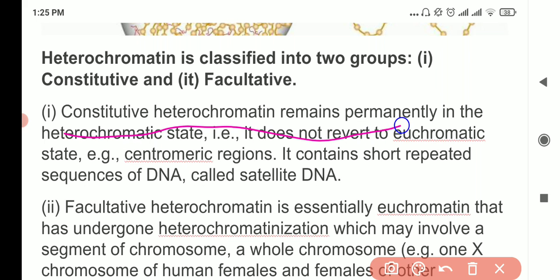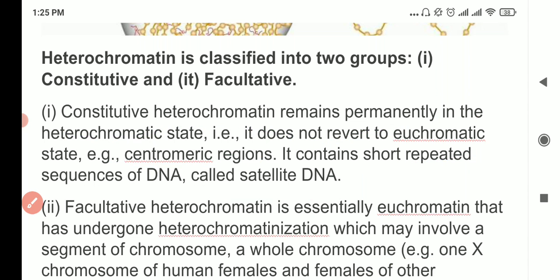Constitutive heterochromatin remains permanently in the heterochromatin stage. It does not revert to the euchromatin stage. Example, the centromeric region. Okay, it contains short repeated sequences of DNA called satellite DNA. Like the centromere, no, it will always remain as a centromere. Okay, we have evolved in such a way that that junk part will behave as a centromere.